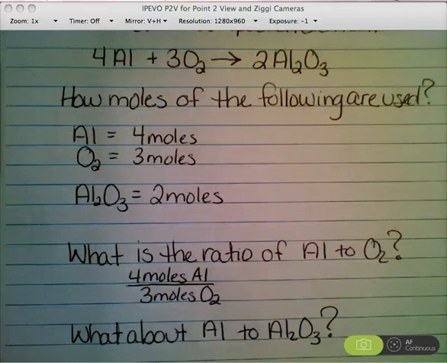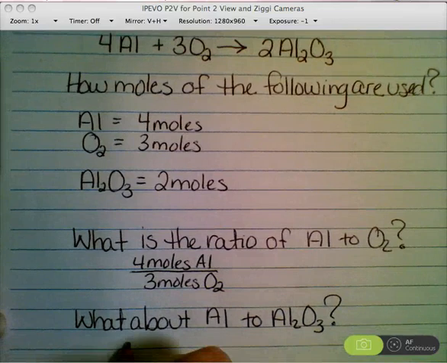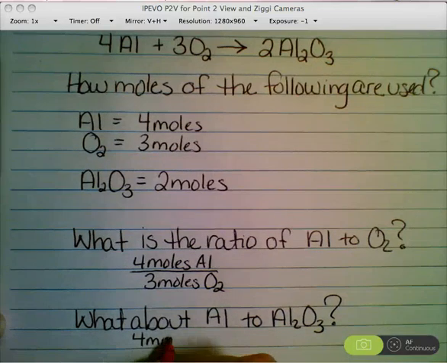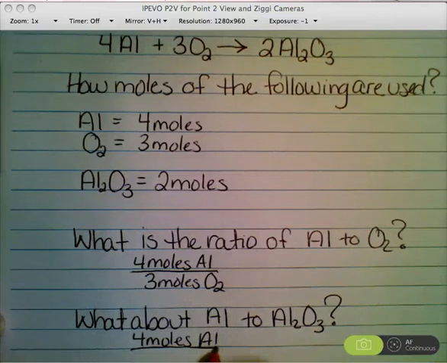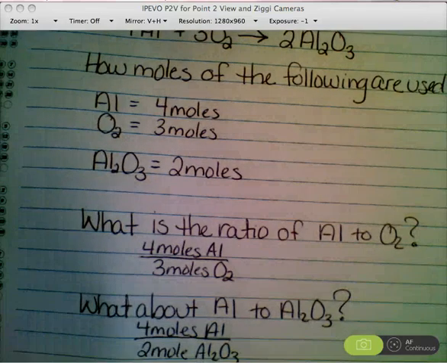So what about the moles of aluminum to moles of aluminum oxide? Here, using the formula above, we have 4 moles of aluminum, and we have a total of 2 moles of aluminum oxide. So those are our mole-to-mole ratios.